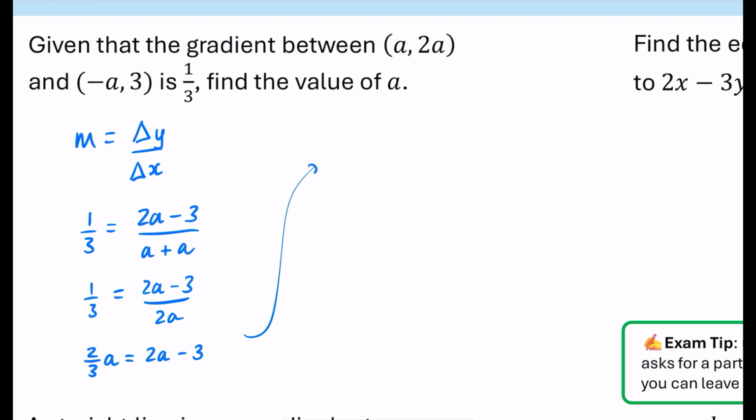I will add the 3 to the left-hand side, and then I will do 2a subtract 2/3 a. So 2 take away 2/3, that's 6/3 take away 2/3, that is 4/3 a. And then all I'm going to do now is multiply the 3 by the 3 to get 9, and divide by the 4 so that I get my value of a is 9/4 or 9 over 4.